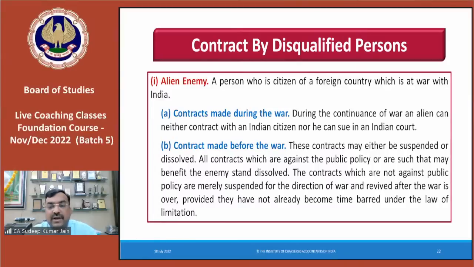So these contracts may either be suspended or dissolved. All the contracts which are against the public policy or are of such that they may benefit the enemy will stand dissolved. But the contracts which are not against the public policy are merely held suspended during the war and will revive after the war, provided they have not already become time barred under the law.